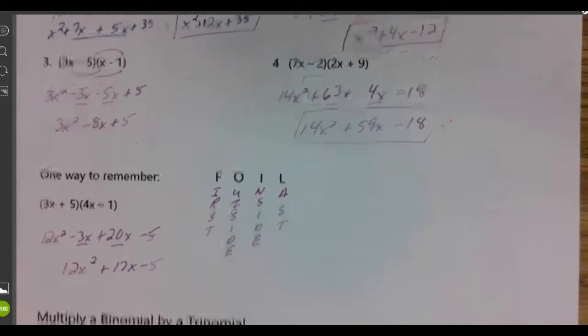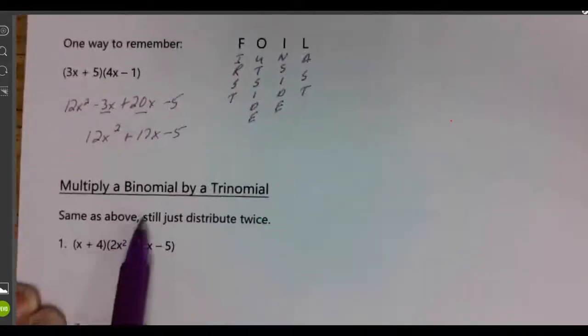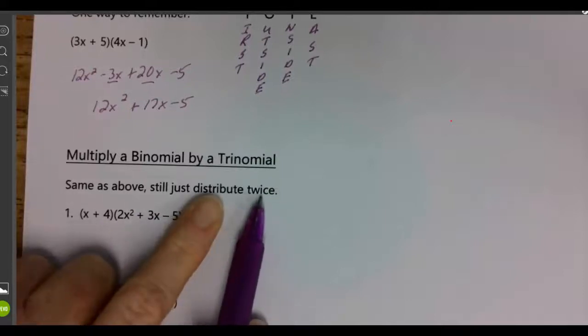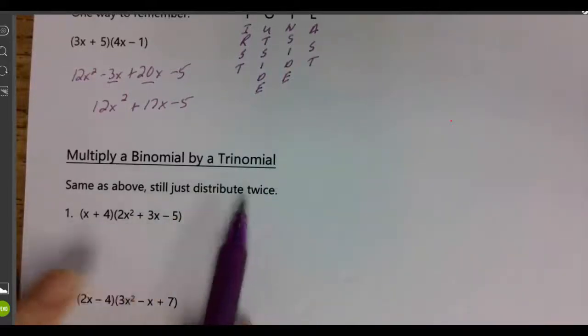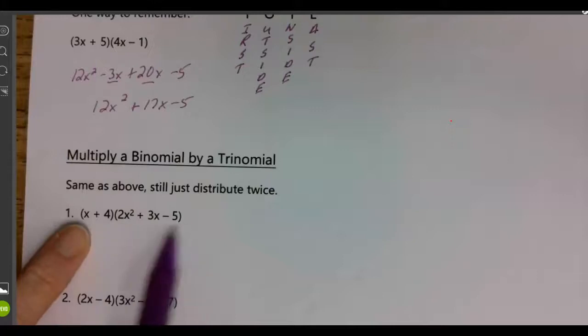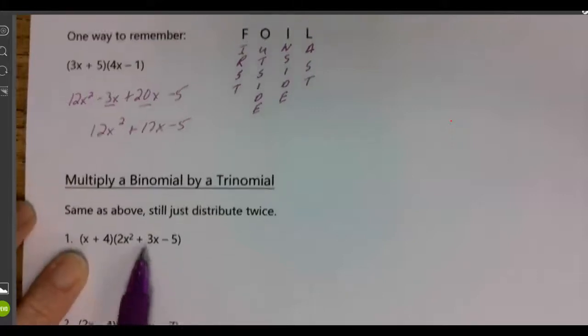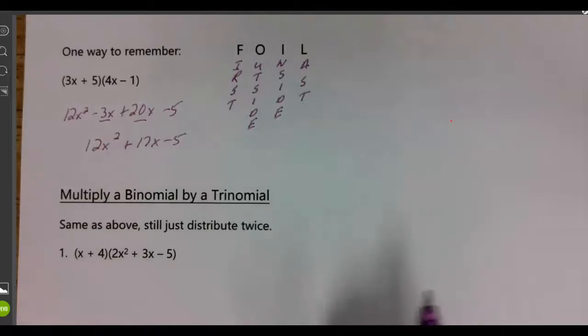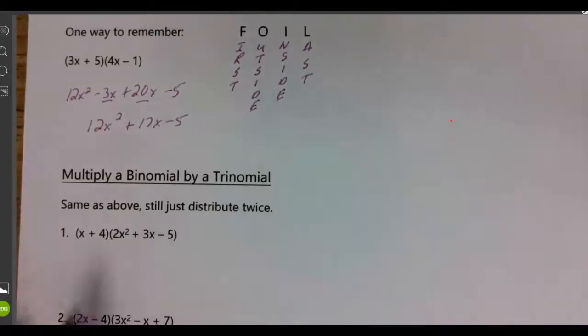Now, the next type we're going to do is we're going to take a binomial times a trinomial. It is just the same as above, but you're going to distribute, and you're still going to distribute twice. Except for now, when I distribute, I have 3 to distribute to. FOIL does not work with this because you don't have just the 4 things that you're multiplying. So that's the reason I kind of like distributing twice. Now, box method will also work on this, so I'll show you both.